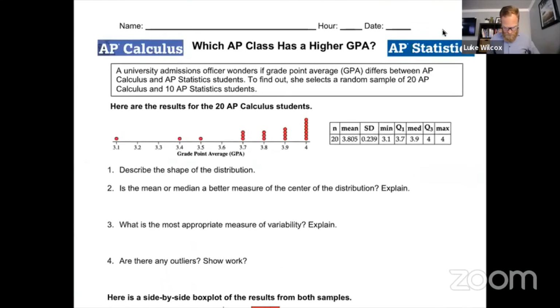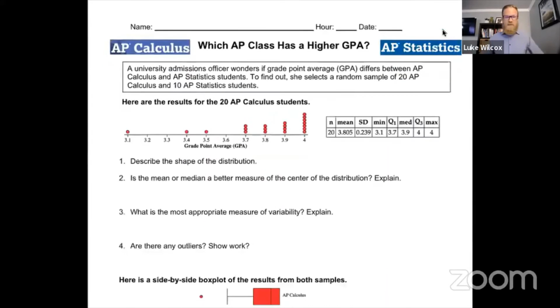Now, today's question that we're trying to answer, the context for today's lesson, is about which AP class has a higher GPA. And we've got this classic battle between AP Calculus and what we all know to be superior AP Statistics. So here's what the problem says. A university admissions officer wonders if grade point average differs between AP Calculus and AP Statistics students. To find out, she selects a random sample of 20 AP Calculus and 10 AP Statistics students.